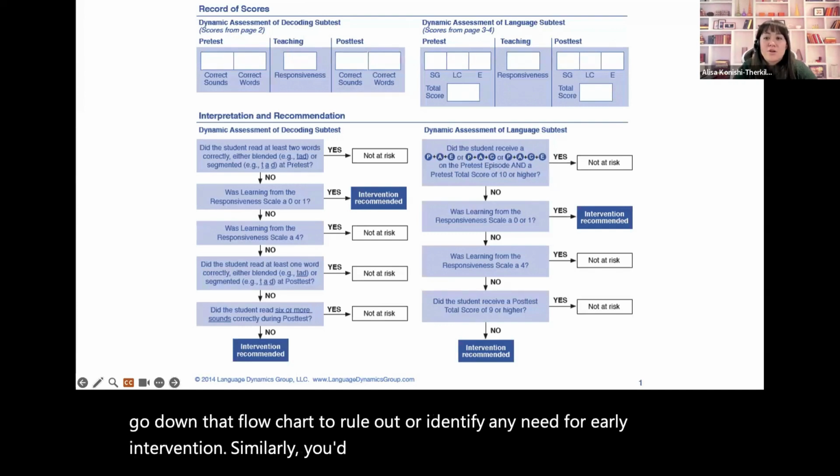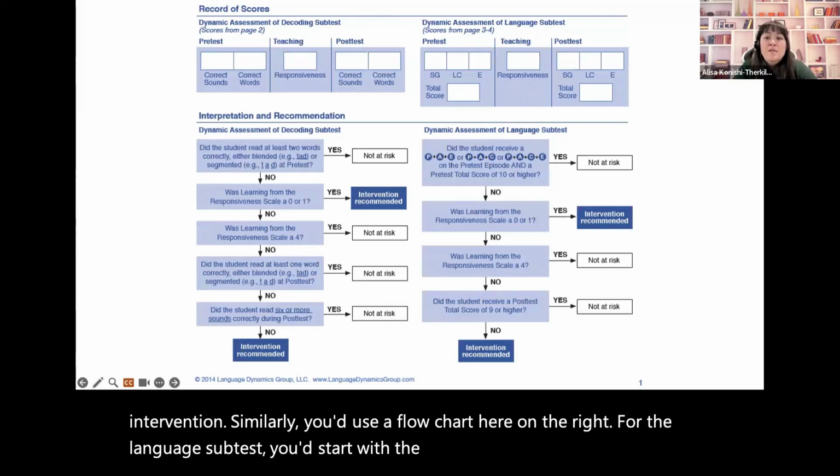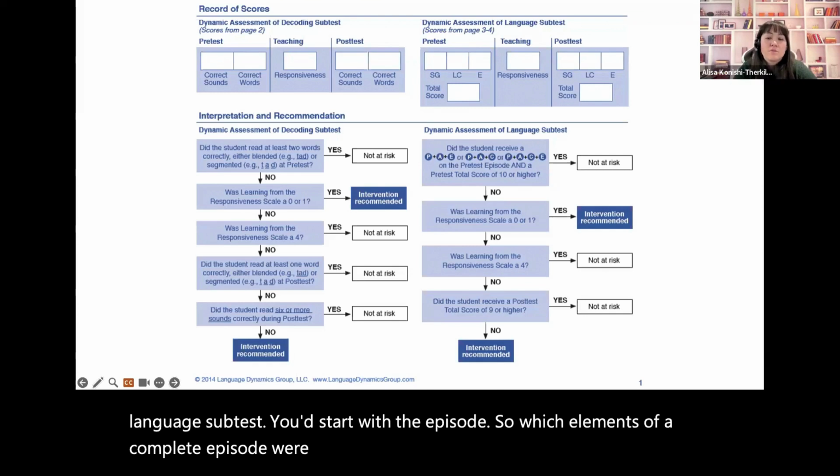Similarly, you'd use a flowchart here on the right for the language subtest. You'd start with the episode. So which elements of a complete episode were included? Then move to the responsiveness scale, and so on and so forth.